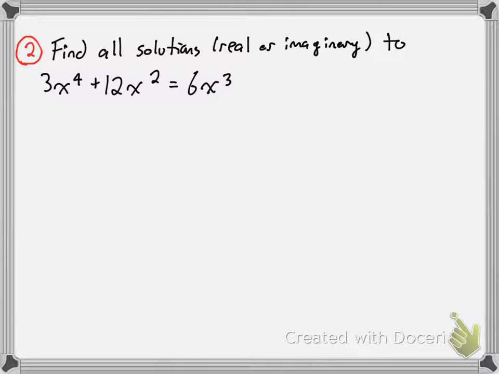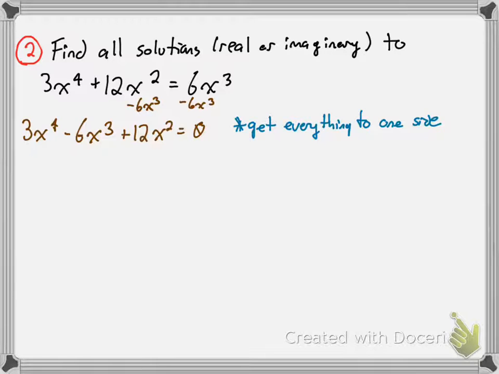In my second example, I want to find all solutions, real or imaginary, to 3x to the 4th power plus 2x squared equals 6x cubed. Similar to that last problem, what you want to do first is get everything to one side. So I'm going to move that 6x cubed over, and I'm going to be left with 3x to the 4th power minus 6x cubed plus 12x squared equals 0. Also, like the last problem, I want to ask myself, is there a GCF I can pull?